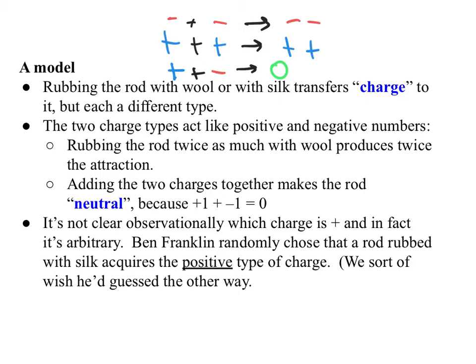Very important to understand, it's not clear observationally which charge is positive. In fact, it's very arbitrary. There are no experiments you can do that tells you which of those is the positive charge and which is negative, only that one is positive and one is negative. Ben Franklin randomly chose that a rod rubbed with silk acquires the positive type of charge. We will have reason to wish he had done the other.